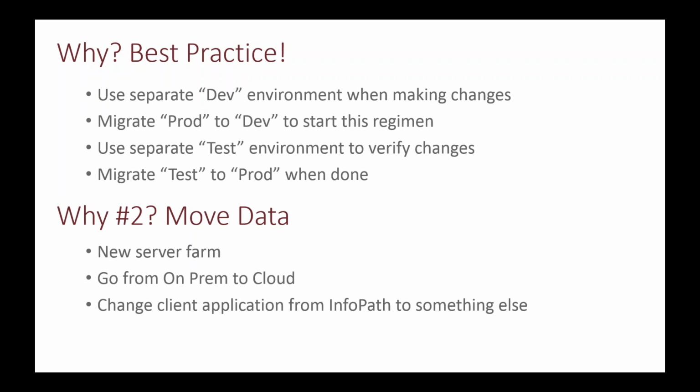It comes up a lot. We were just on site with a customer last week, and one of the main topics of discussion was migrating, and this was the scenario: dev to prod and back again, or prod to dev and back again. The second reason that you may want to do this is because you have a new server farm, or you're moving from on-prem to the cloud, or potentially you're trying to move away from InfoPath to something else and you want to get the data out or change to a list-based form. So those are the two main reasons I can think of, and if you have more, please add those to comments and we'll share them.